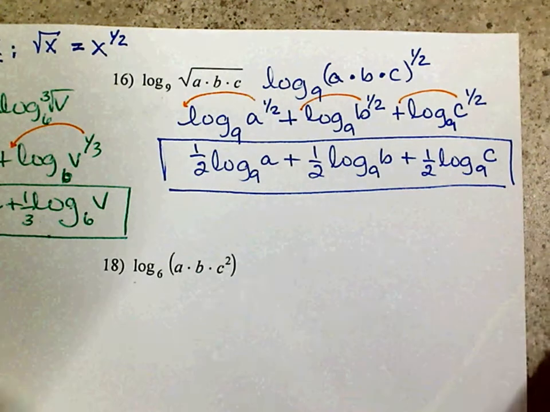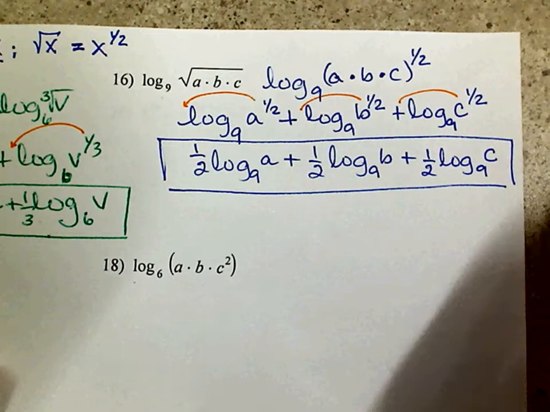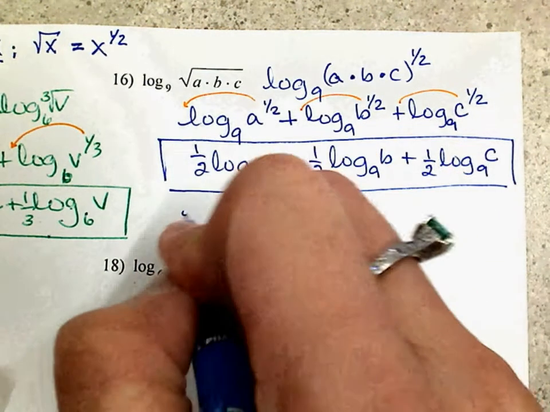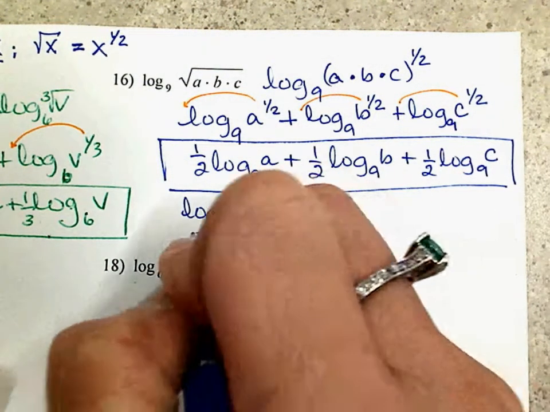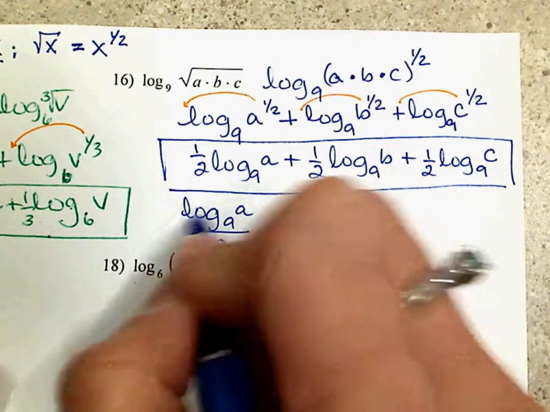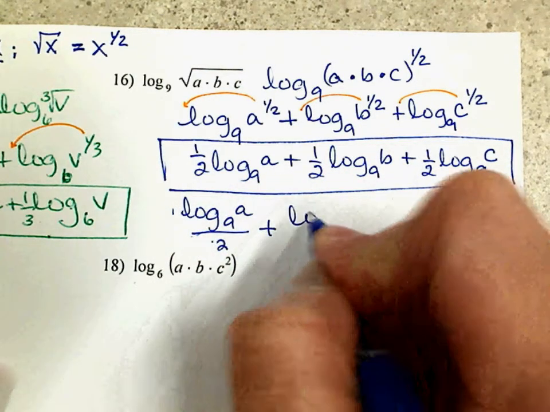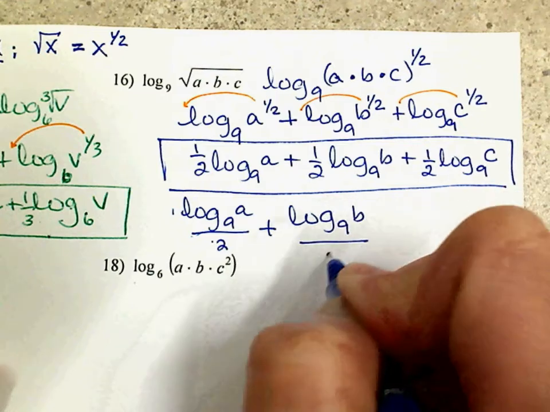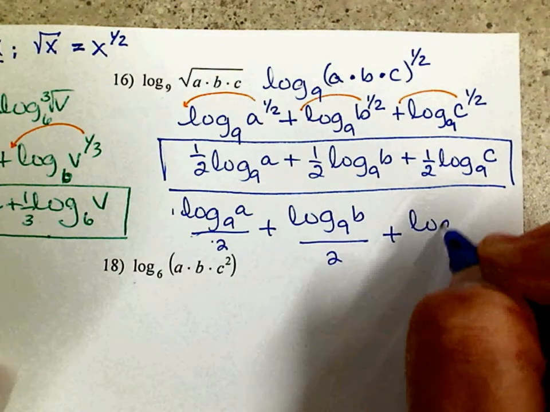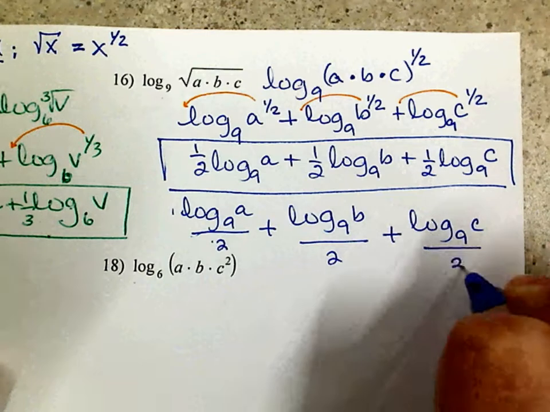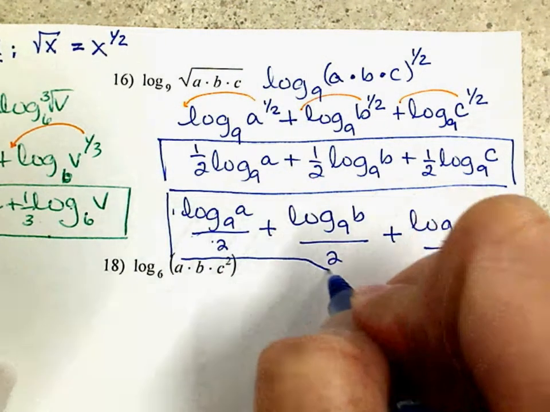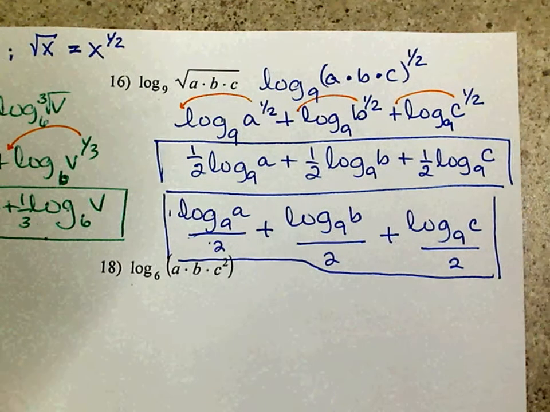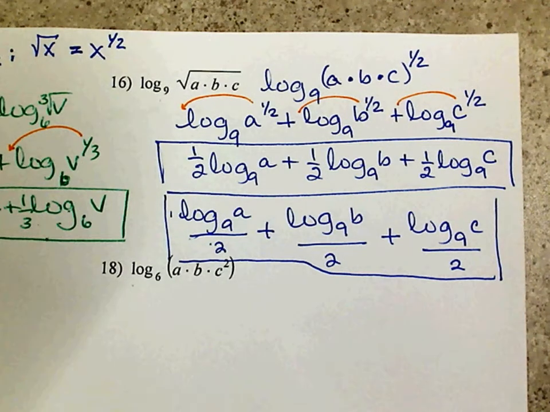So you can leave your answers like that. Or, if you like, you could have log base 9 of a divided by 2. See that? Because there's an understood one here. Plus log base 9 of b divided by 2 plus log base 9 of c divided by 2. That is also the correct answer. Or you could go ahead and factor out 1/2 and put parentheses around each one. Many different ways you can write this.